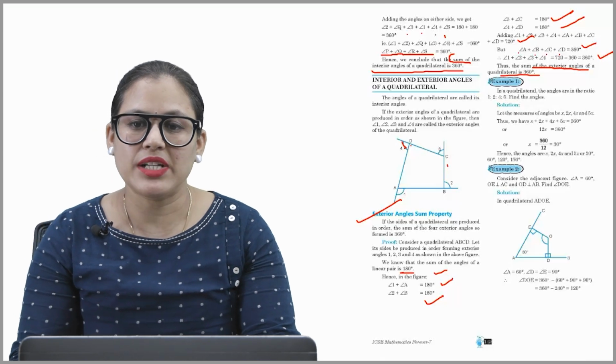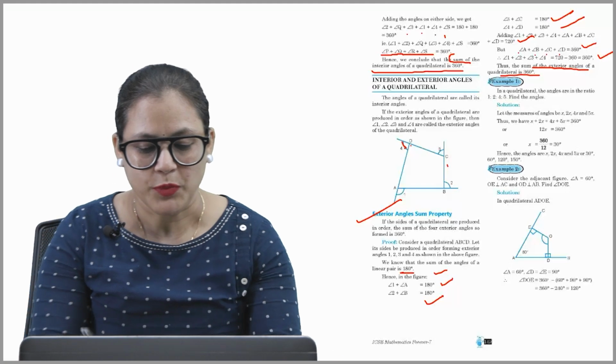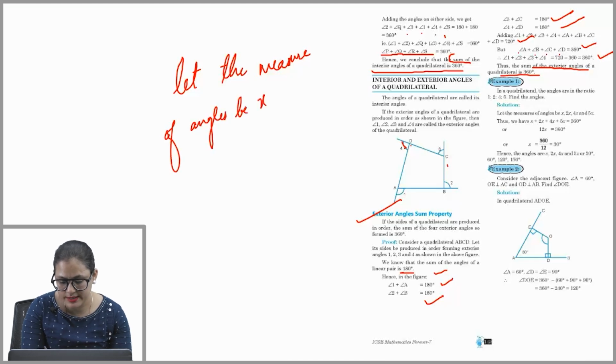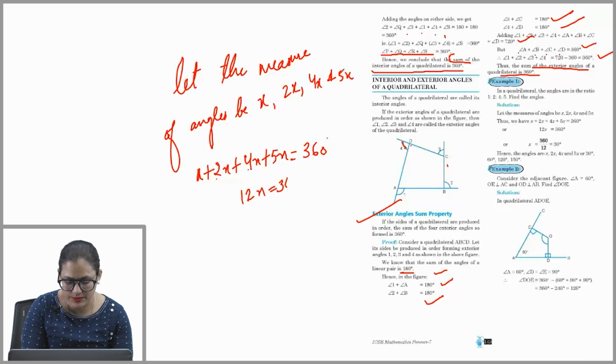Example 1. In a quadrilateral, the angles are in the ratio 1 is to 2 is to 4 is to 5. Find the angles. Okay. So we will let the measures of the angles be x, 2x, 4x and 5x. Okay, so x plus 2x plus 4x plus 5x is equal to 360 degrees. 12x is equal to 360 degrees and x is equal to 360 upon 12.